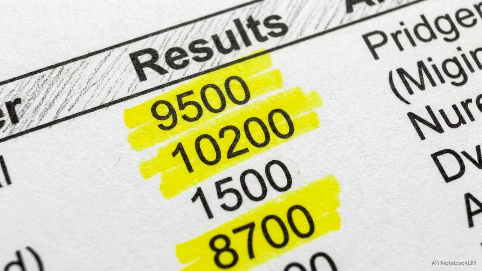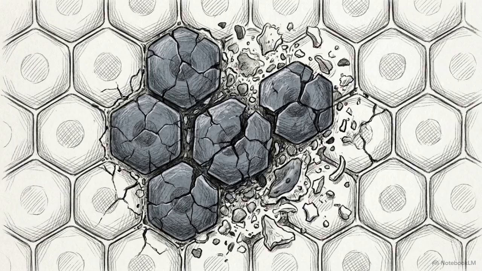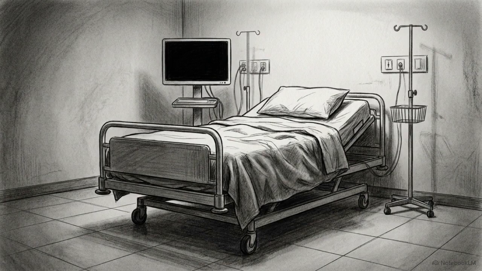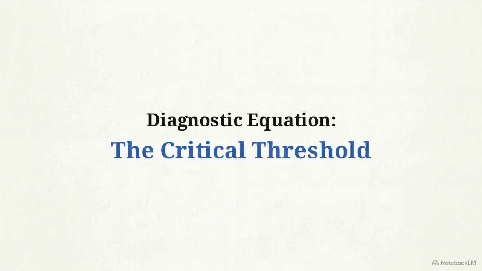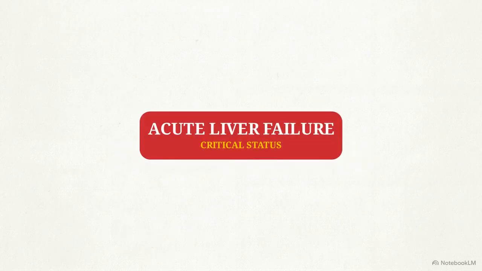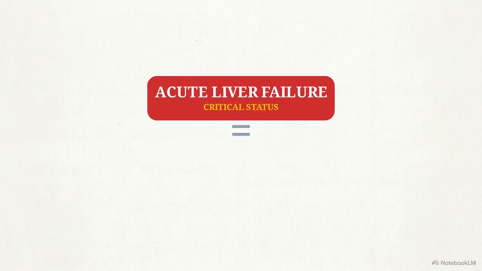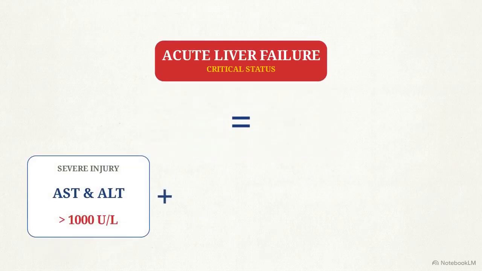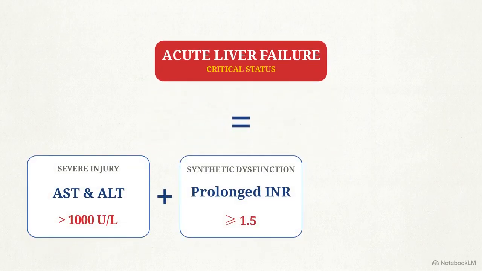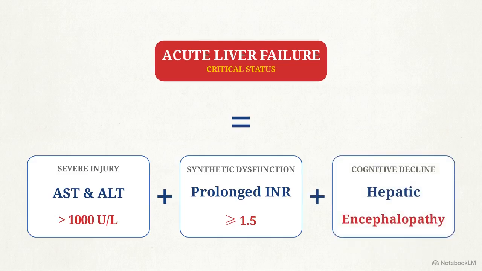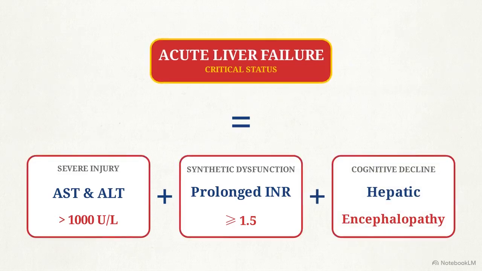These extreme enzyme elevations look alarming. They indicate severe hepatocellular death. But necrosis alone doesn't define failure. This diagnostic equation illustrates the critical threshold. An injury officially escalates to acute liver failure only when severe transaminase spikes are combined with a prolonged INR of 1.5 or greater and clinical signs of hepatic encephalopathy.